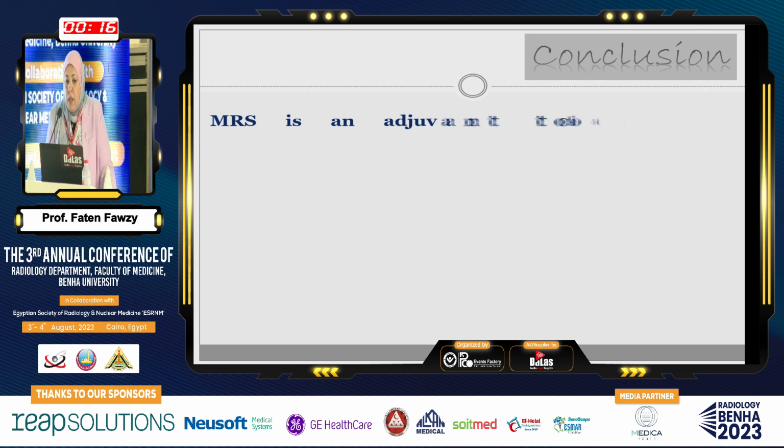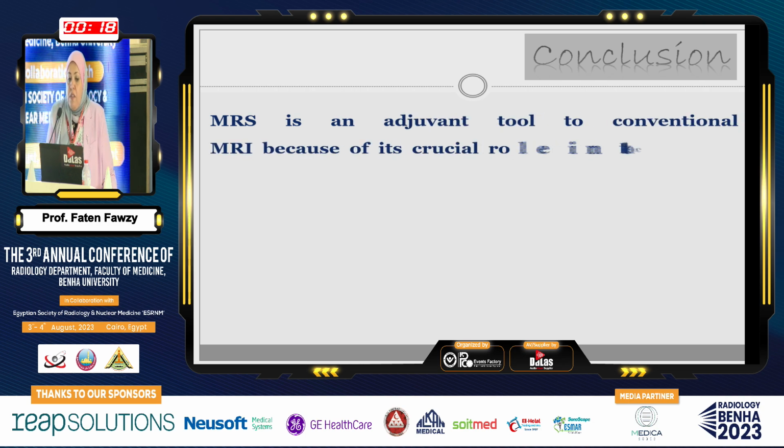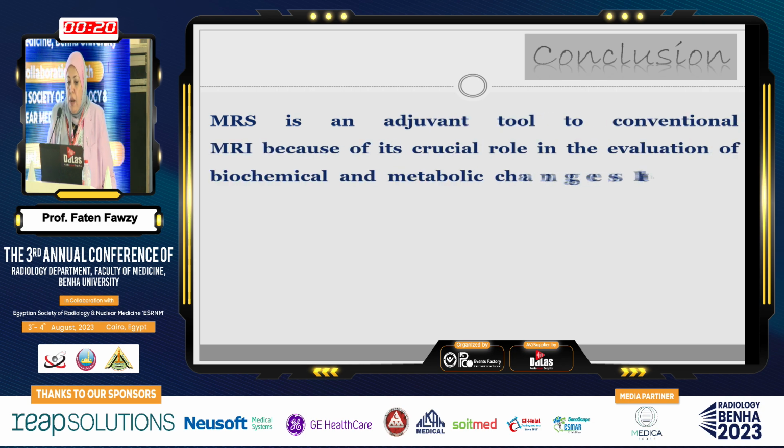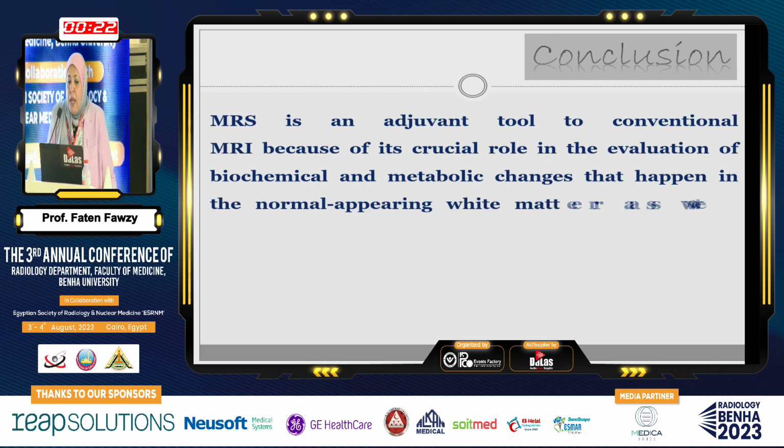So we can state that MRS is an adjuvant tool to conventional MRI because of its crucial role in evaluation of the biochemical changes that occur in the normally appearing cord as well as the spinal cord plaques in MS patients.